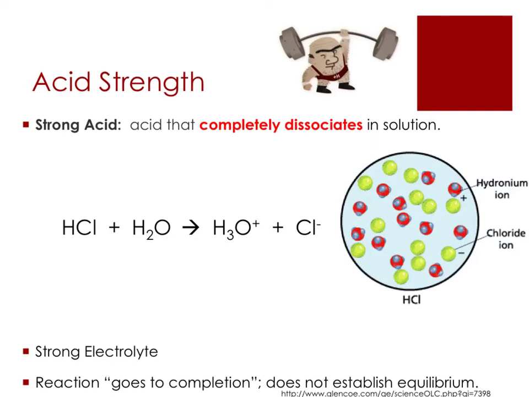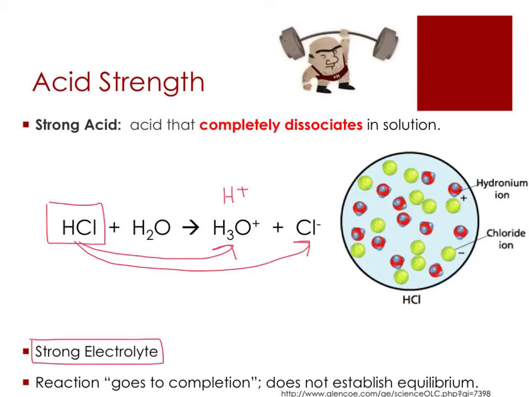So let's take a look here at a more specific example of a strong acid. In this case, our strong acid is HCl, and it completely dissociates to form Cl- and H3O+, which remember is just a water molecule with an H+ ion attached to it. Because it completely dissociates and puts a whole lot of ions in solution, it's a strong electrolyte. It would light our light bulb very brightly. We also see that the reaction goes to completion. It does not establish an equilibrium. This is signified by the one-way yields arrow.